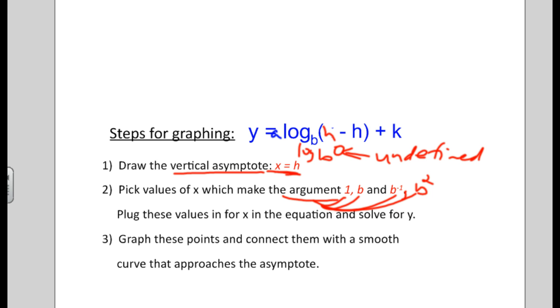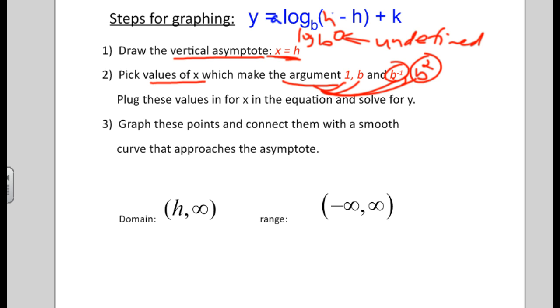All right, we're back. What are we doing? Oh, we're graphing logs. So we always draw the vertical asymptote first. That's your electric fence. Don't touch it. Now we've got to make an XY table. We want to pick values for x which make the argument a 1. You want to pick numbers for x that make your argument match your base. You want to make your argument become the reciprocal of the base. And you want to pick numbers for x that make your argument your base squared. You plug these numbers in for x and you just solve for y, and those give you your points. After you do that, you connect them with a smooth curve that always approaches your asymptote.